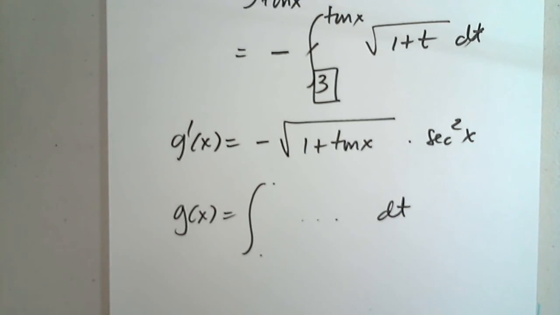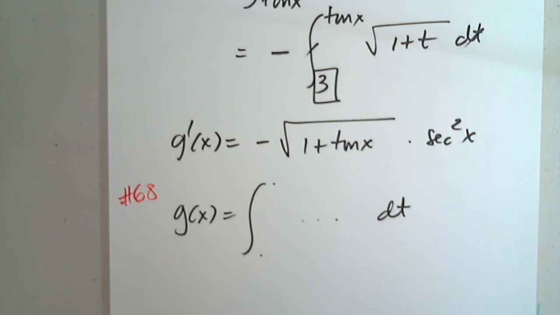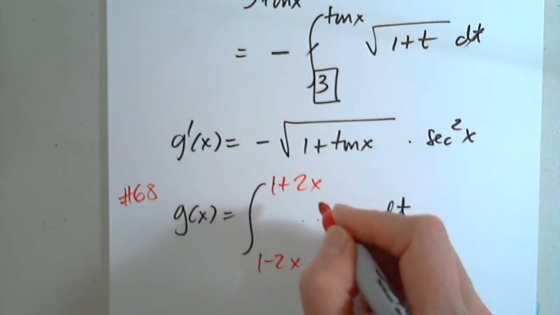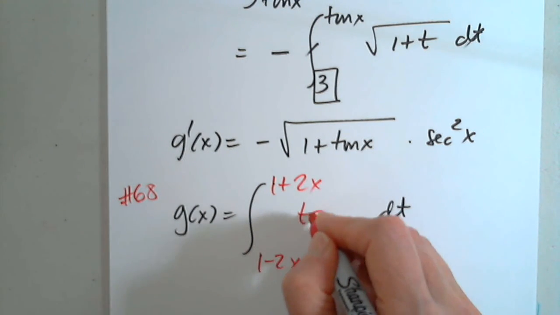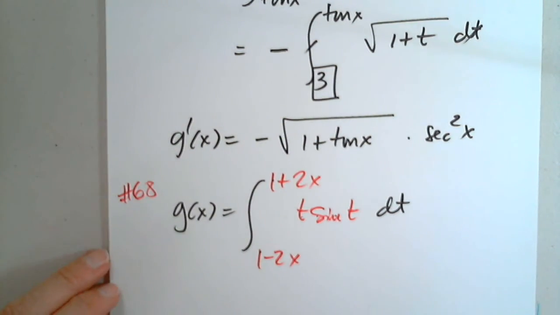Right here. 67, 68, 69, 70, 71. You choose. Okay, I choose 69. Unless you want to change it, go ahead. Please, I just... 68? 68 is good. So we have, let me write 68. And in 68 we have 1 minus 2x, 1 plus 2x, and we have t sine t dt. Awesome. Perfect. Okay, very good.